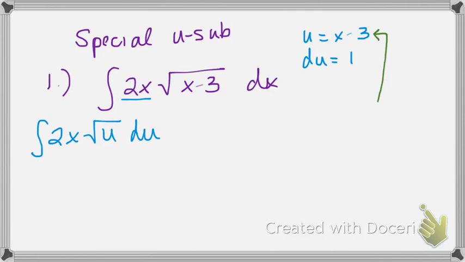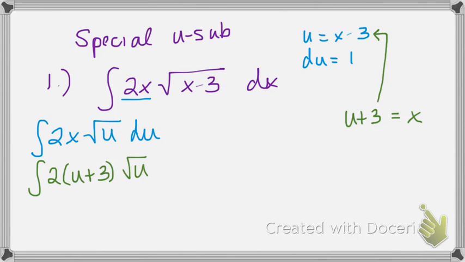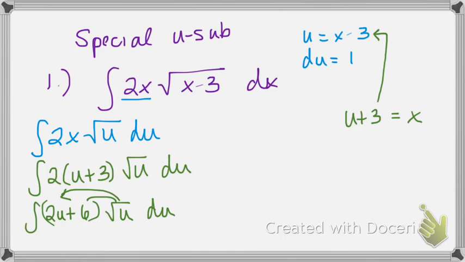So if u is x minus 3, we can add 3 to both sides, and then we get u plus 3 equals x. And then you can come down here and plug in u plus 3 for x, and then you can solve. Now it looks kind of complicated, but because square root of u is just one term, what you can do is distribute it. If you want to distribute the 2 first, that would be fine. And then you're going to distribute the square root of u to that one and then to that one.